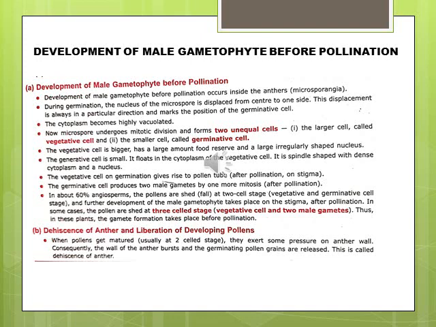Next is breaking of anther to release pollen grains. Now as I told you just now, pollens usually get matured at 2 cell stage. Then what happens? They exert some pressure on the anther wall, and the wall of the anther will burst and will release all these germinating pollen grains into the air, and this we call dehiscence of anther, that is breaking of anther to release pollen grains.